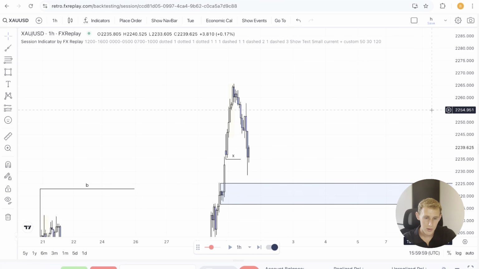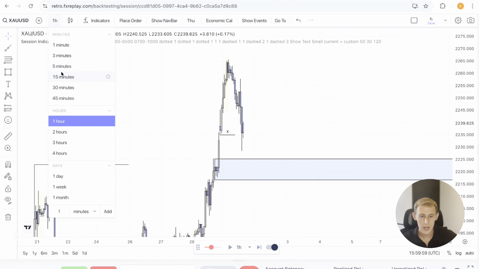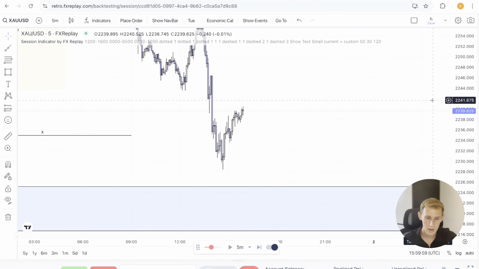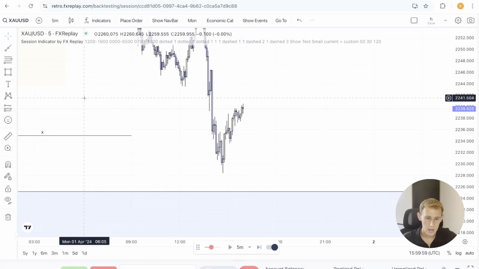Still overall bullish, I'm still liking this. So maybe we could see some buys from here. Let's have a look at the M5. Actually, yeah, so this is valid.